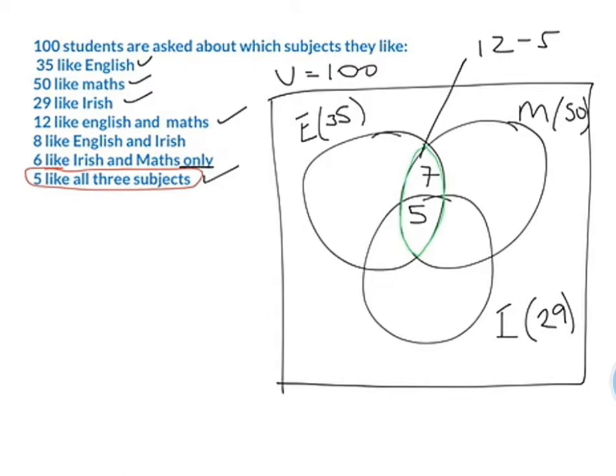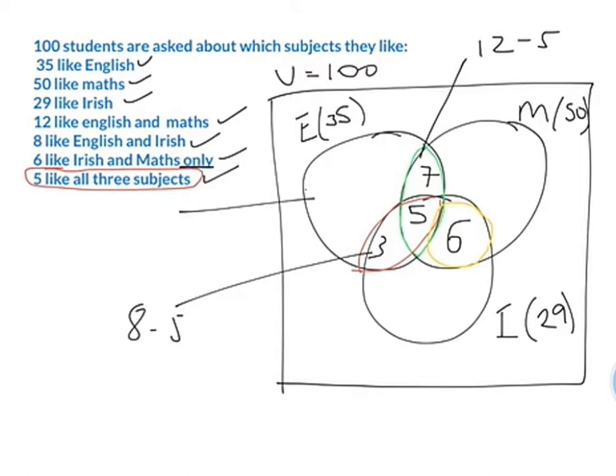Now 8 like English and Irish. This red border portion is for English and Irish. You can see this is the intersection of E and I. And 8 minus 5, because 5 was already there, I've written 3. This yellow portion, 6 like Irish and maths only. So have you seen the difference of only? In this case you don't have to subtract. You're gonna write 6 over here because English is not involved in this statement. So we're gonna find a portion where maths and Irish is involved but not English. So this is how we're gonna do it. 6 we're gonna write here.